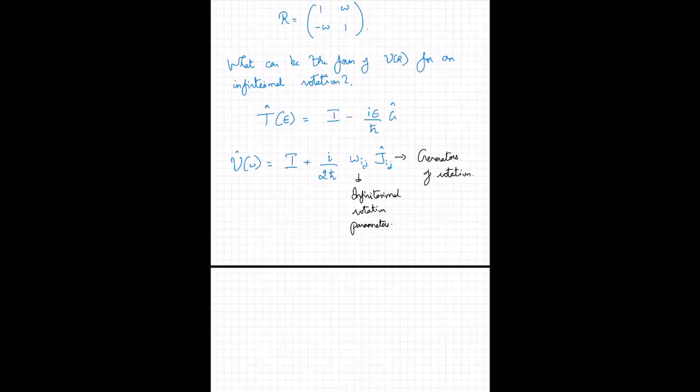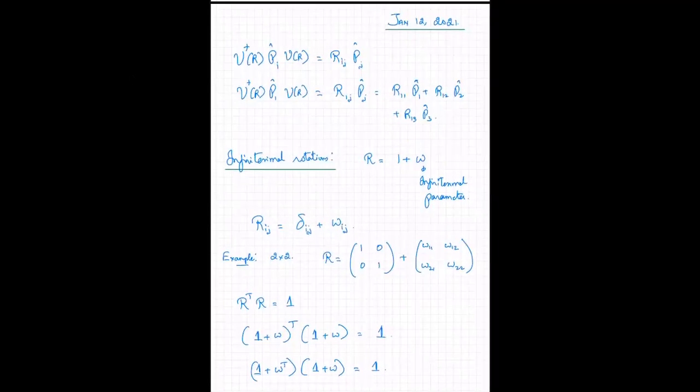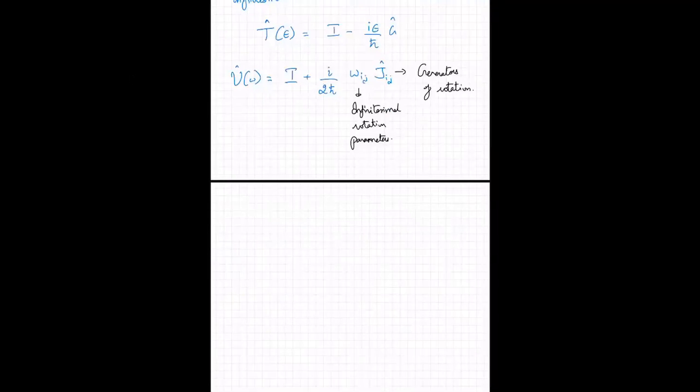To be more specific, the i and j index here should not be understood as the i and j in the R, but rather they should be understood the way we understand the i index in the P here. Okay, it is actually a vectorial index. It doesn't refer to the row and column. So what does this mean? This means that, for example, in two spatial dimensions, there is only one J matrix. What is that J matrix? Omega 1 2 J 1 2, right? So in 2 dimensions, U of omega, I can only write down as I plus i over 2 h bar omega 1 2 J 1 2.